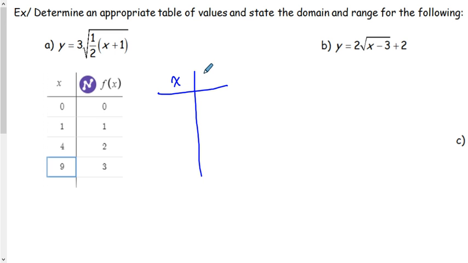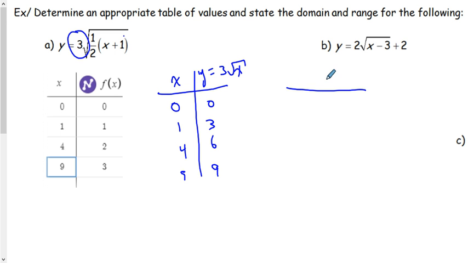First of all, let's have y equals 3 root x. That's our first one that we're doing. That's right here. We're multiplying our y values by 3. So our x values are 0, 1, 4, and 9. If we multiply our y values by 3, 0 is still 0. 1 becomes 3. 2 multiplied by 3 becomes 6. And 3 multiplied by 3 becomes 9. So that's my first step. Okay, I multiplied all my y values by 3.